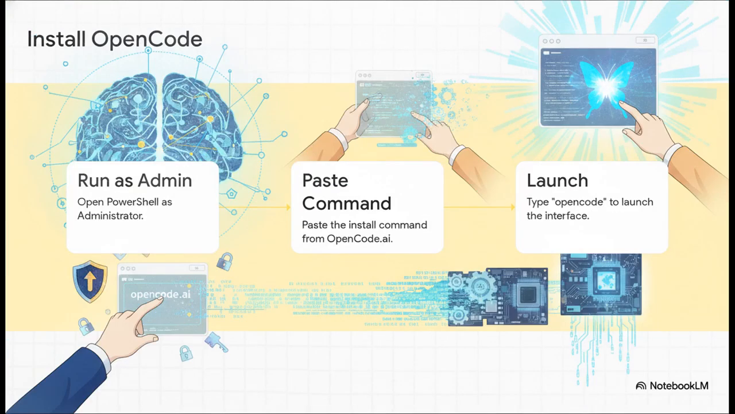Now we install the opencode interface. Go to your Start menu, find PowerShell, right-click it, and select Run as Administrator. This is a really important step just to ensure your computer actually allows the installation. Then, you simply head over to opencode.ai, copy the single line of installation text they provide, paste it into your PowerShell window, and hit Enter. Your computer does all the heavy lifting here. Once it finishes, just type the word opencode and hit Enter. Just like that. Boom, you've launched the interface.